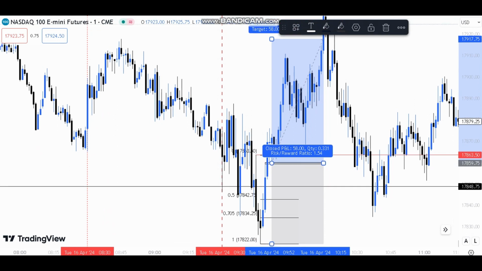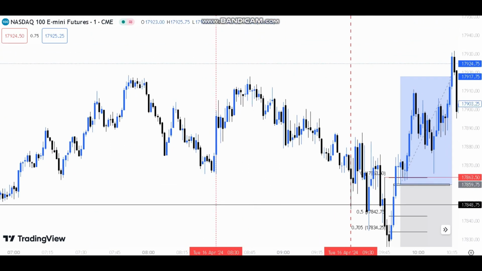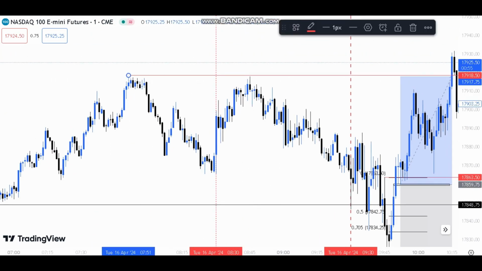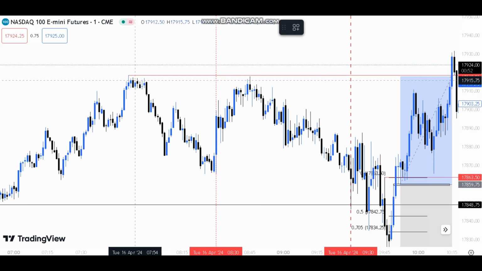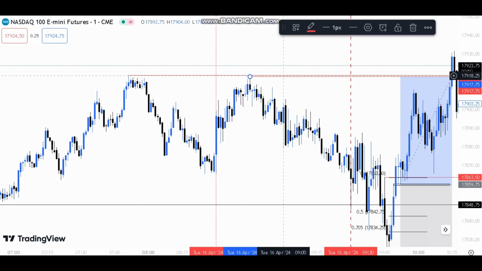Almost right after we took that high out, because there were equal highs right here, this high right here, this high right here, a bunch of equal highs right there, and then there was also this high right here. So I was very confident in this trade.